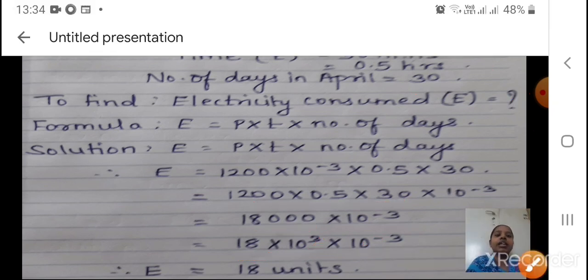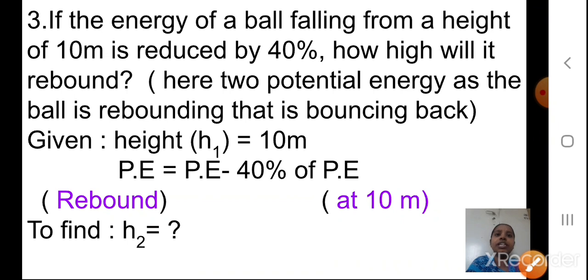Okay, now next we are going to see this one. The energy of a ball falling from a height of 10 meters is reduced by 40%, meaning the total energy got reduced by 40%. How high will it rebound? Rebound means it will bounce back. Here, as the ball is rebounding, that is bouncing back, you will have two potential energies.